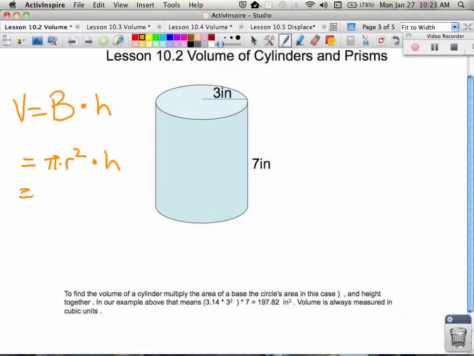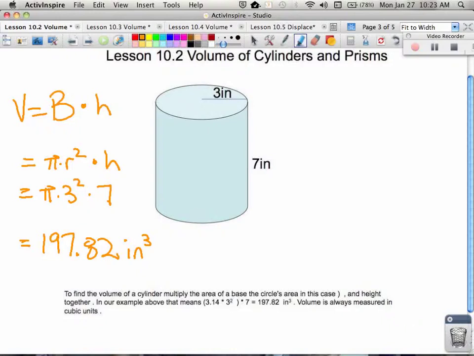And in our particular cylinder here, our radius is 3, so I have pi times 3 squared times the height of the cylinder, which is 7. And when I multiply all of this out, I have pi, which is 3, times 3 squared, which is 9, that's about 27. And then 27 times 7 comes to roughly 197.82, which you can see down below from my calculations. And again, our label is in inches, so that would be in inches cubed.